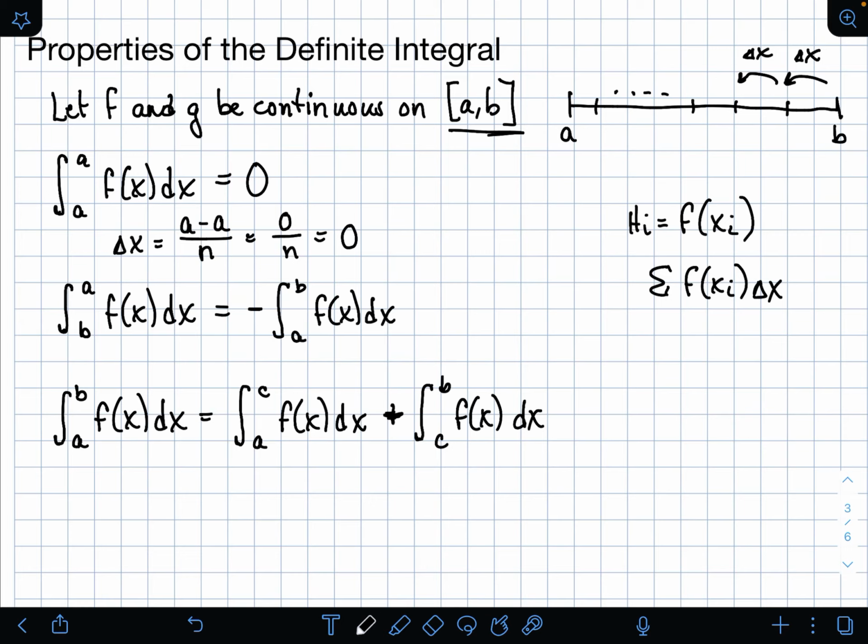Now, again, why would you choose to split up an integral? To split up the interval? Well, there are actually some occasions where you may choose to do that. A piecewise function is a great example. It naturally has a break occurring.